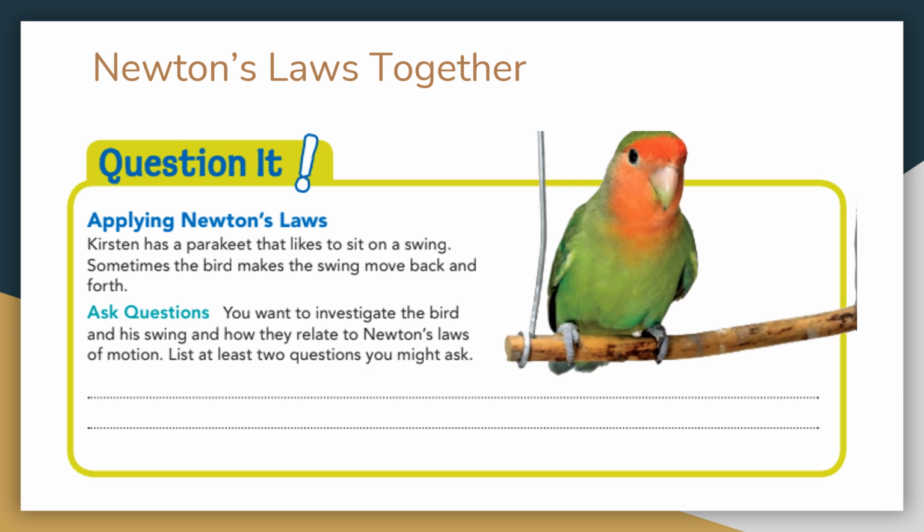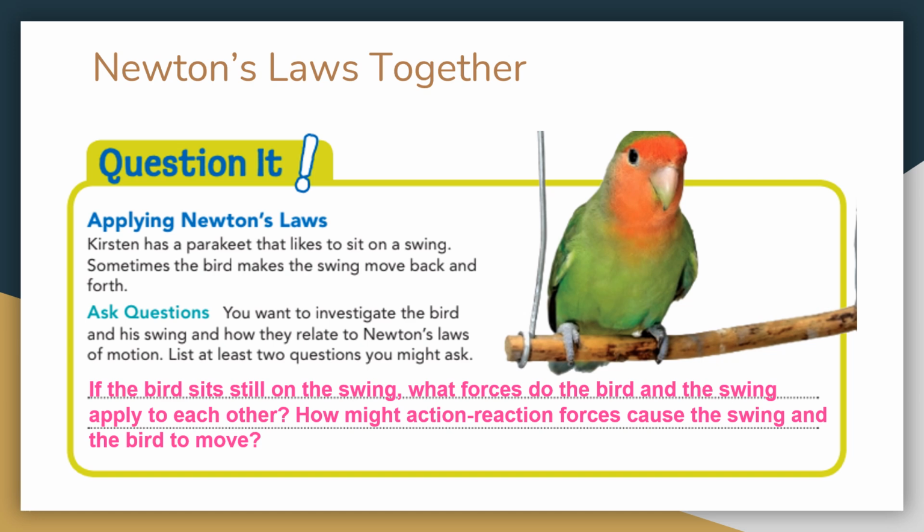Newton's laws together. So question it. Kirsten has a parakeet that likes to sit on a swing. Sometimes the bird makes the swing move back and forth. You want to investigate the bird and his swing and how they relate to Newton's laws of motion. List at least 2 questions you might ask. If the bird sits still on the swing, what forces do the bird and the swing apply to each other? How might action-reaction forces cause the swing and the bird to move?